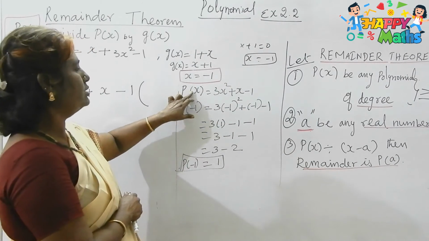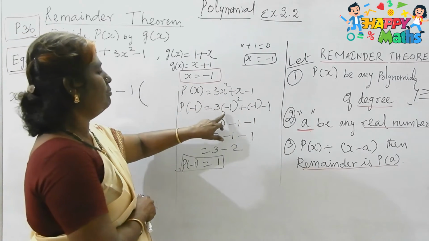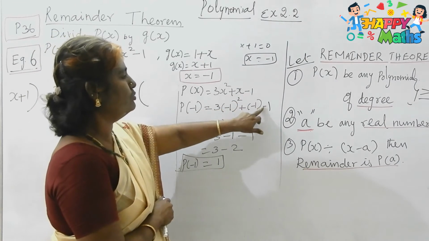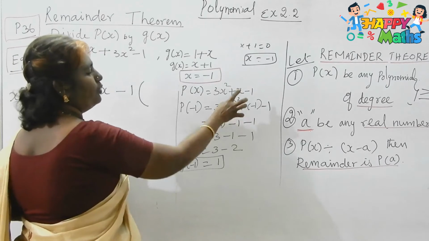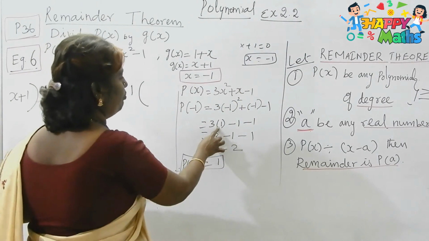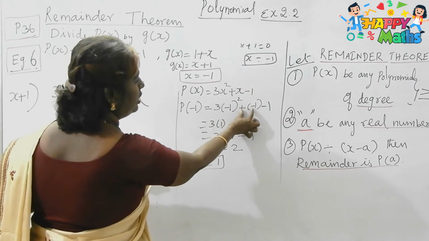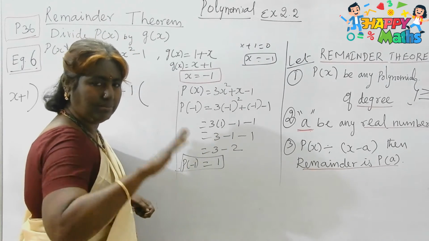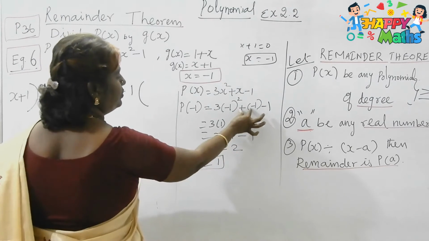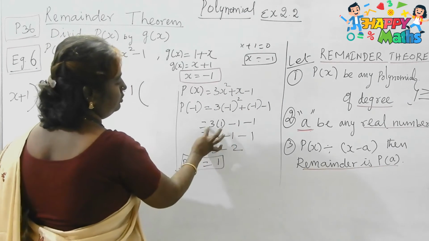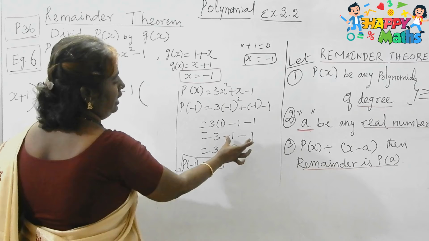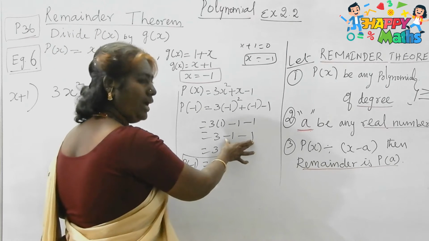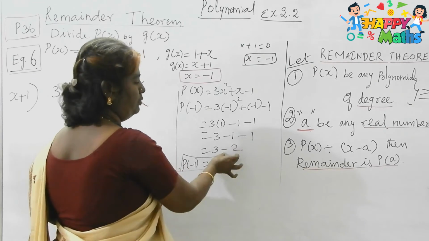So I am substituting minus 1 in the place of x. In the place of x, minus 1 the whole square, plus in the place of x, I have substituted minus 1. One more minus 1 is there. Now here see, minus 1 square is an even power, so plus 1. These two have different signs. I told you, same sign plus, different sign minus. So different sign, minus 1 only. So 3 times 1 is 3, minus 1, minus 1. Again these two have the same sign, so you have to add and put the same sign.